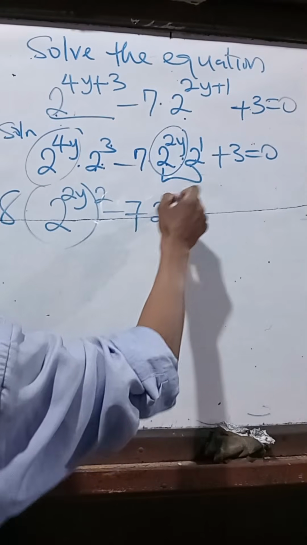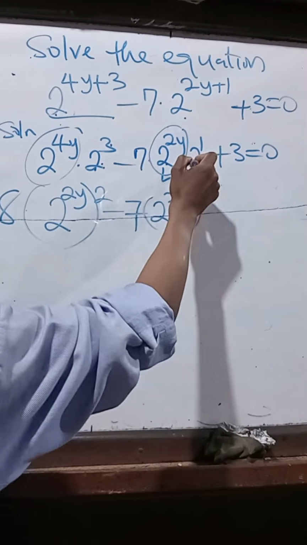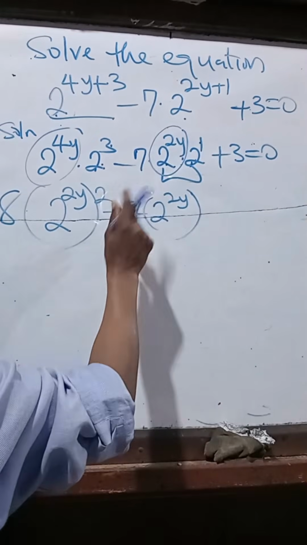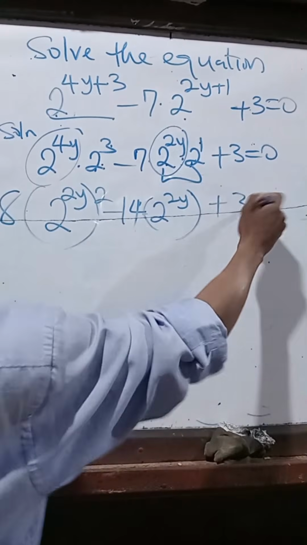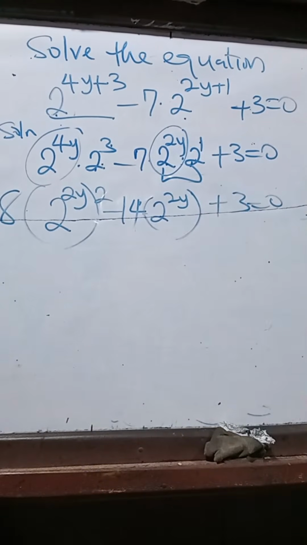2 to the power 2y. And then 2 to the power 1 is 2, times 7, making 14. And then plus 3 equal to 0. So that's that.